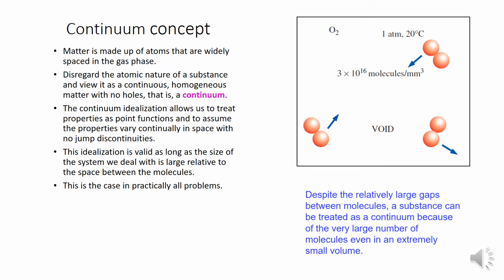This discontinuity can be avoided by assuming the system is continuous in nature. That is, there is no discontinuity existing and the property as a whole is found out. This concept is called the continuum concept, where the property is taken as a point function and there is no discontinuity. This continuum concept is used for all practical problems. Now there are some exceptions.